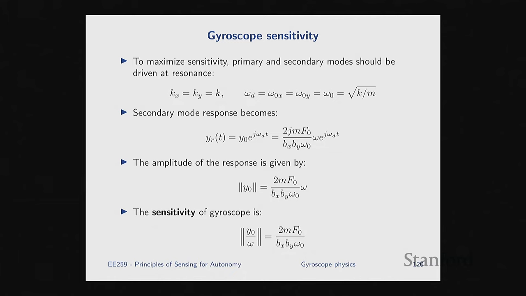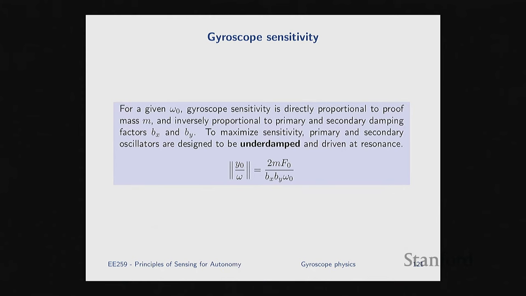So if your Bs are very small, the amplitude of the oscillations can grow, and your proof mass can, for instance, crash into the walls of the device and cause really stability issues. So that's why you want some damping, but you always underdamp it, so you get a nice large sensitivity out of this. Okay, so that's in summary exactly what we said. We know what the response, or the sensitivity, of the gyroscope is.